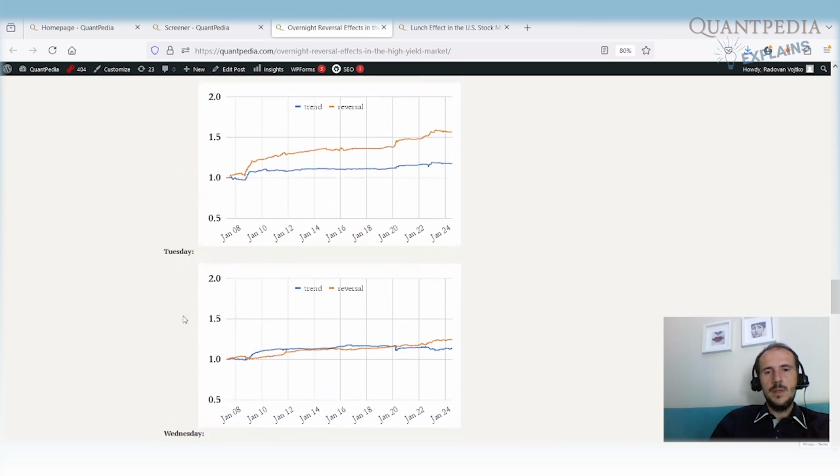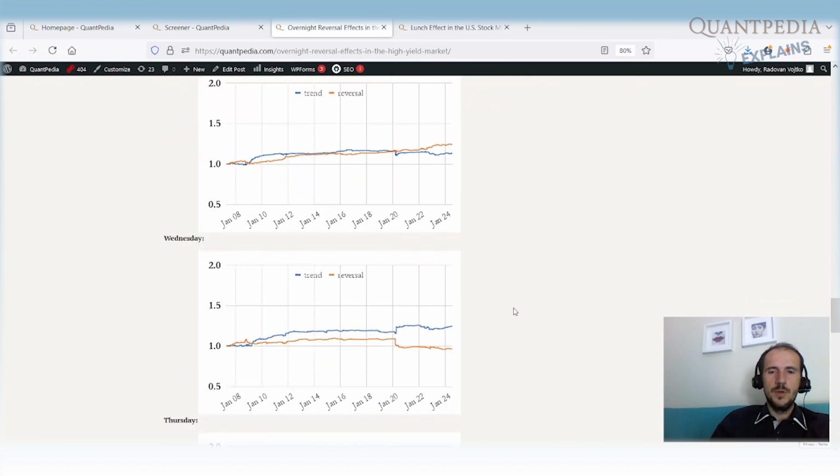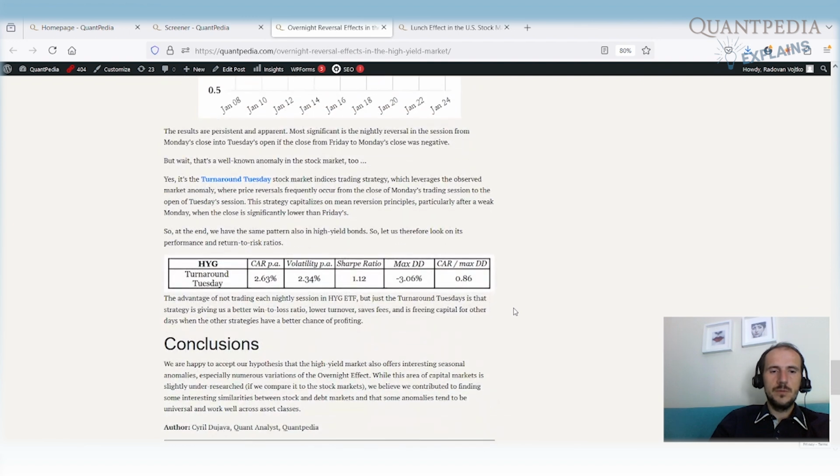What we can say is that the most interesting performance is the Monday close. When we have the negative performance from Friday to Monday close and we buy on the Monday close and hold the high yield ETFs from Monday until Tuesday morning, we have very interesting performance with small or negligible drawdowns. It means that we will probably have an interesting Sharpe ratio. So let's take a look at the table. There is the final table.